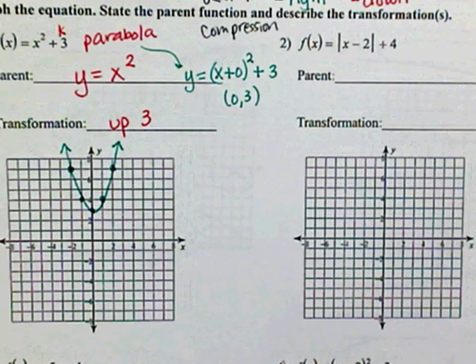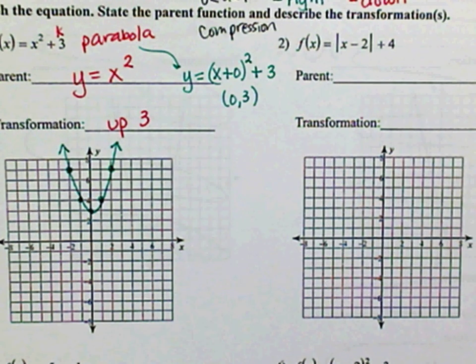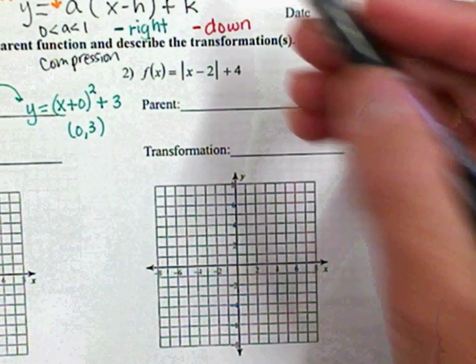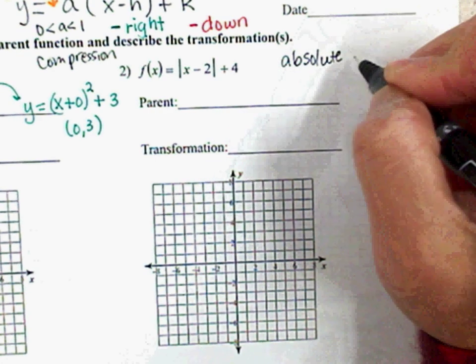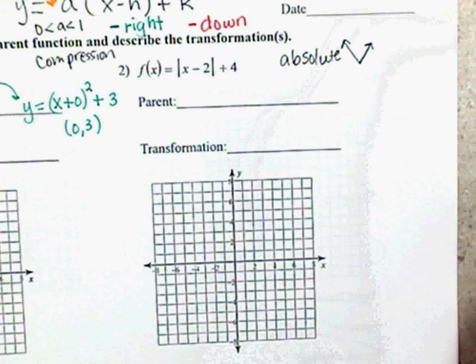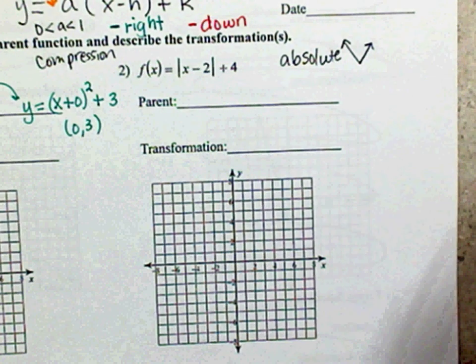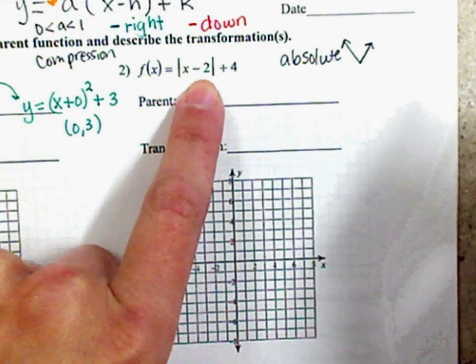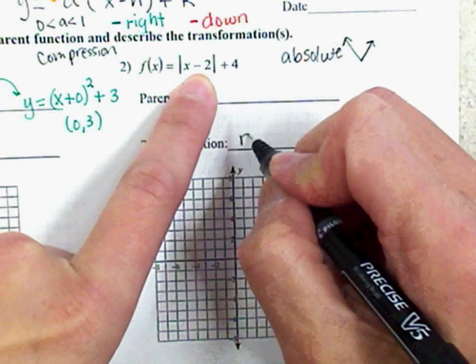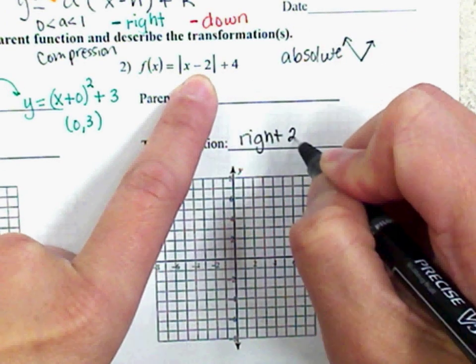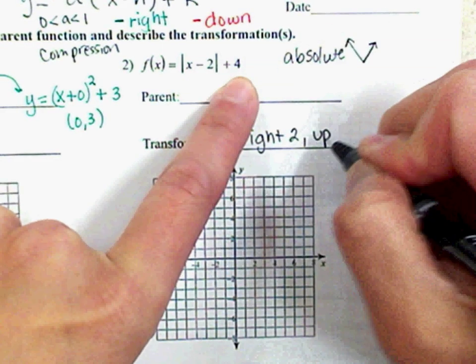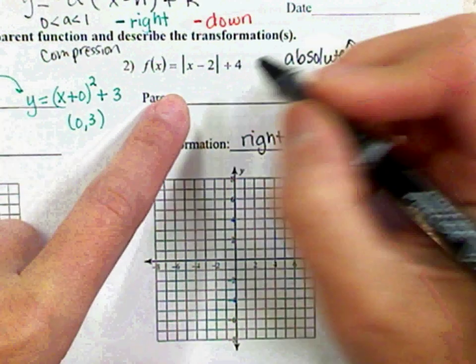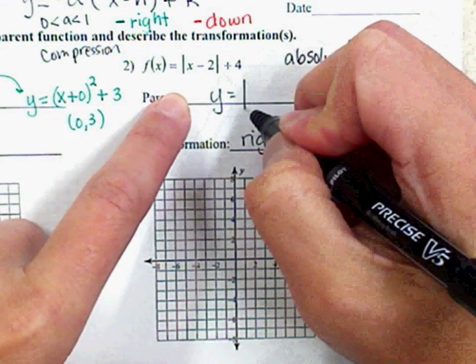Okay. Number 2. The symbol right here is an absolute value. That means it's going to look like the letter V. All right. So if you look right here, you have a negative 2, so that means you're going to move right 2. Positive 4 is outside the bars, so this is going to move up 4. And the parent function looks like y equals the absolute value of x.